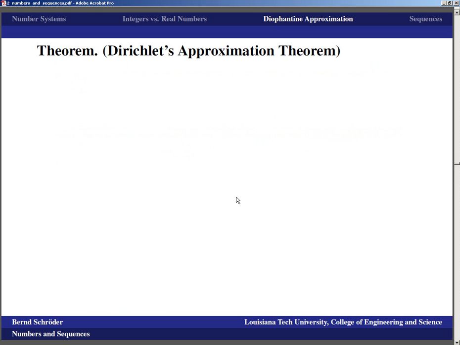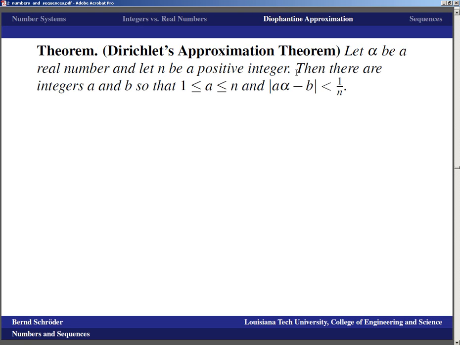This proof, however, was a down payment to the following, what is called Dirichlet's approximation theorem. We're going to talk about a real number alpha, and we let n be a positive integer. Then there are integers a and b so that a is between 1 and n, and |a alpha minus b| is smaller than 1 over n.